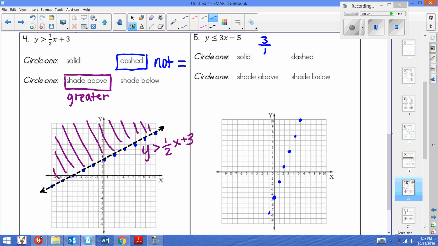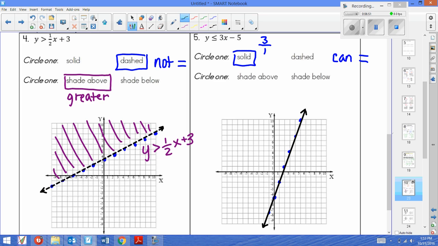Now, we need to figure out if the line is solid or dashed. If it's solid, it means it can be a solution. So we're going to have a less than or equal to, or a greater than or equal to. And we actually do, because it can equal. So we will have a solid line. And don't forget your arrows on the ends.